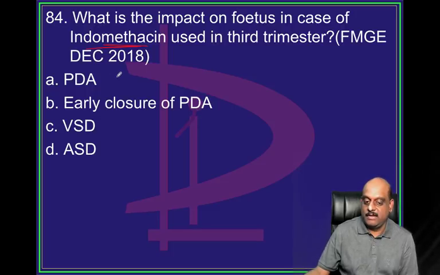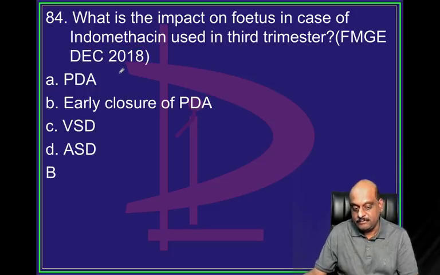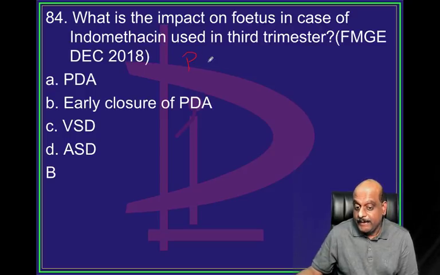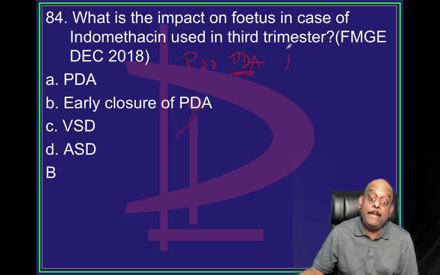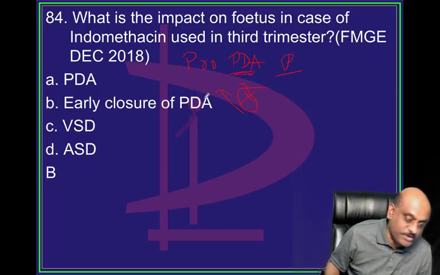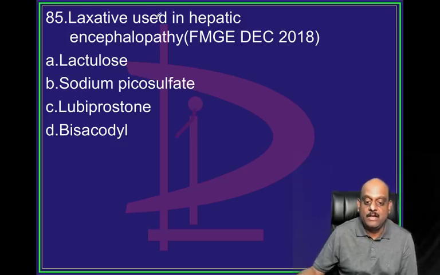Indomethacin, if given, what happens? Indomethacin. Prostaglandins make the PDA remain patent. Indomethacin closes the PDA. That's what you need to remember.